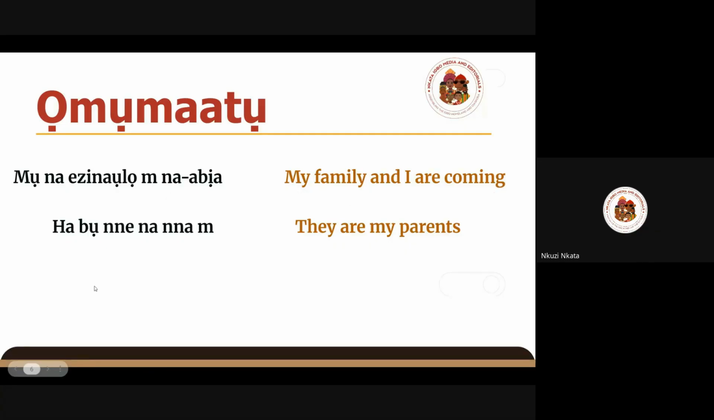And second example, habu nne na nnam, there are my parents. So like I said before, parents, nne na nnam, which is my mother and my father. There are, habu. Ha means they, that should be the third person plural pronoun. Then bu, to be. There are my parents, ha bu nne na nnam.